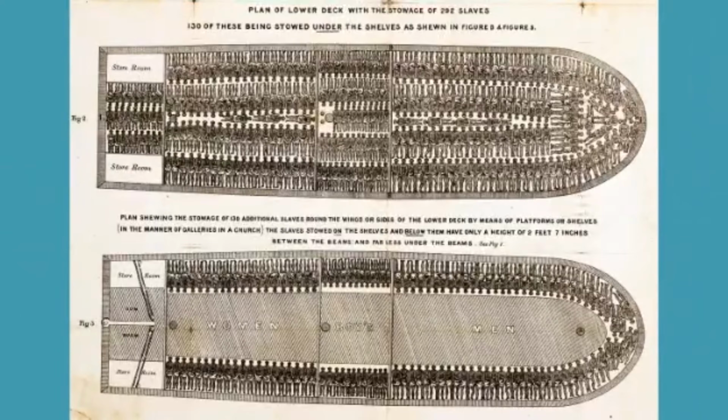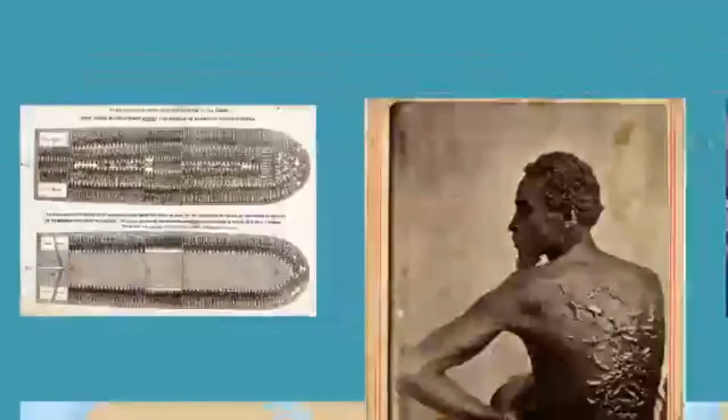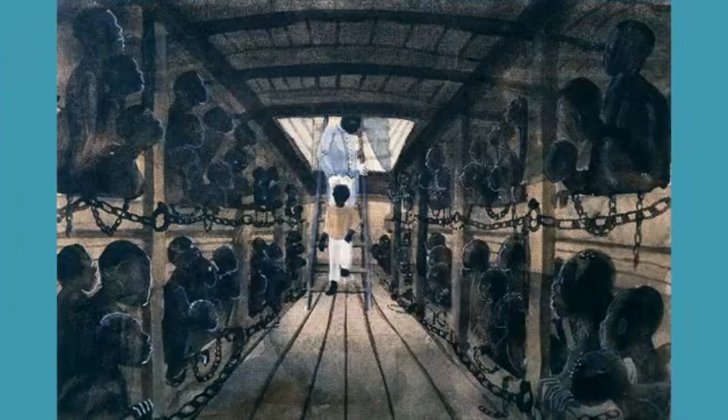These are the slave ships that they were brought over on. You can see that people were shoulder to shoulder, bound together underneath a deck of a ship where they couldn't see light and didn't get much movement. It was deplorable conditions for human beings to be transferred over in. And this is an artist's rendering of what it would have looked like to be on one of these slave ships.